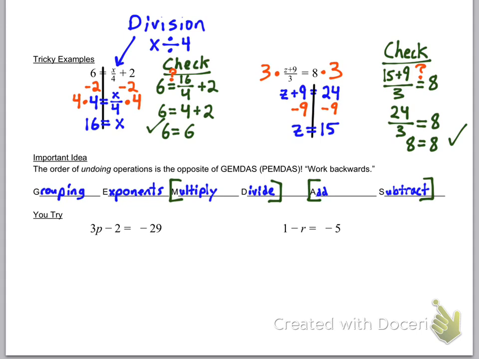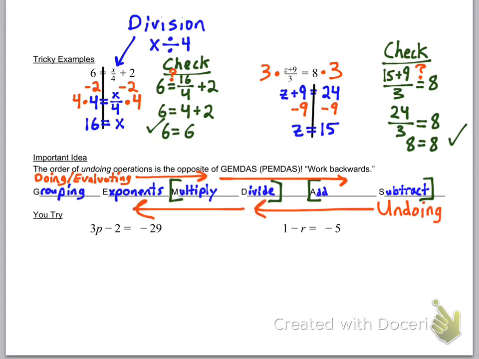So whenever you're evaluating an expression, you move to the right. You do grouping first, then exponents, then multiply and divide, and then addition and subtraction. But when you're undoing it, you need to work backwards. You go the opposite direction. So if you see any addition or subtraction, you work backwards.